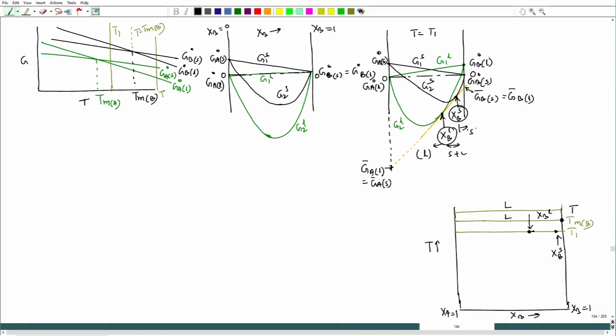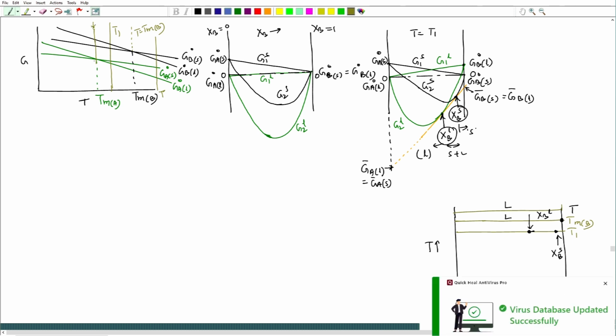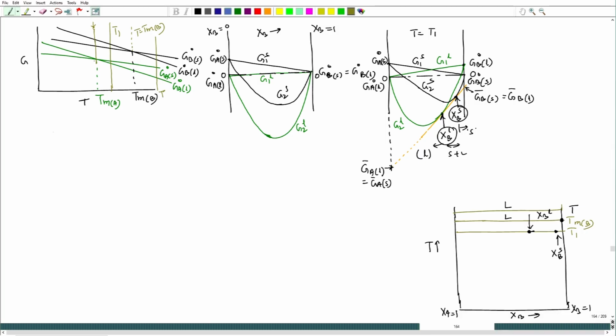Now, we take it further down, to a temperature which is T equal to Tm A. So, we take this one. At these compositions, let me see how the curve shapes. So, this is G this way, G this way.